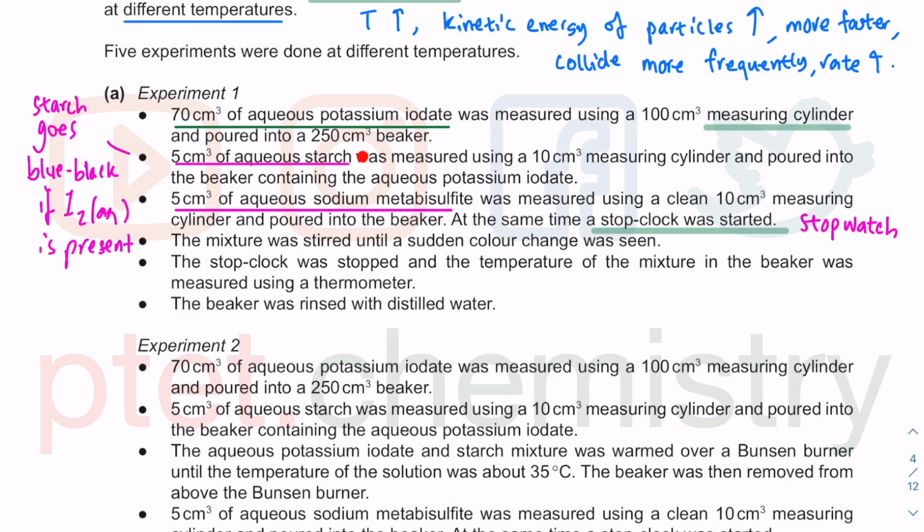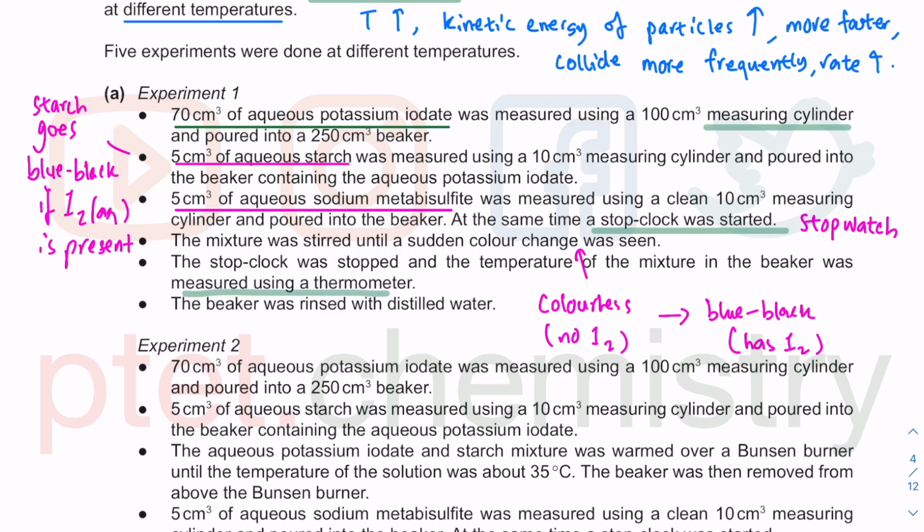So no iodine, so it was colorless. But now this sudden color change is when the iodine gets produced, and therefore it will go blue-black. So the color change will be from colorless because no iodine. You did not start from iodine, you start from iodate. And then this will go to blue-black because starch is present in the presence of iodine, blue-black immediately. So the stop clock was stopped and the temperature was measured.